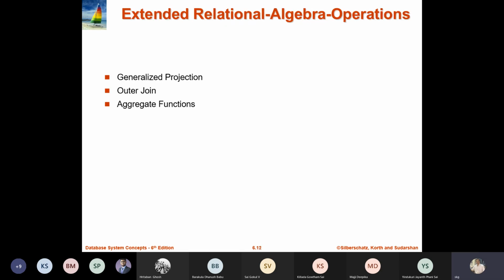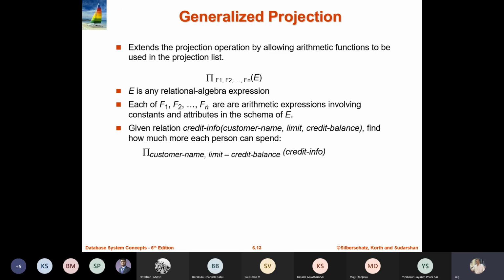So with these basic operations, we can have some of the extended relational algebra operations. One is the generalized projection, and there is the outer join and some of the aggregate functions, right? Many of these things you have already used while writing SQL queries, but we'll see the generic forms. In the generalized projection, we extend the projection operation by allowing arithmetic functions to be used in the projection list.